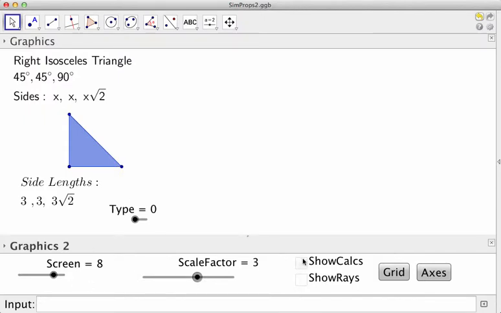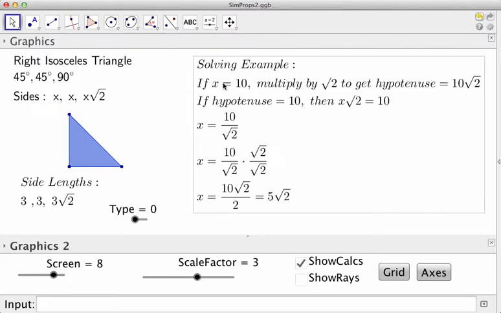Well, suppose, for example, that we want to do a little more complicated calculation, where the hypotenuse had a length of 10. If the hypotenuse is equal to 10, that means that x times the square root of 2 is equal to 10, and x would be equal to the length of the leg. So we set up the equation: x times the square root of 2 is equal to 10. When we divide both sides by the square root of 2, we get x is equal to 10 divided by the square root of 2. When we multiply top and bottom by the square root of 2, we get x is equal to 10 times the square root of 2 over 2, because the square root of 2 times itself is equal to 2, and that simplifies to 5 times the square root of 2.